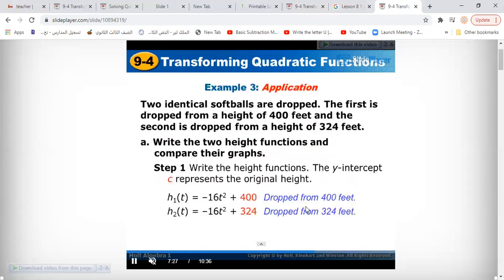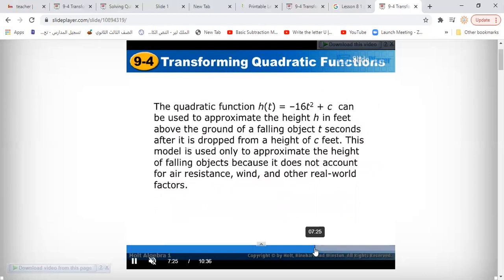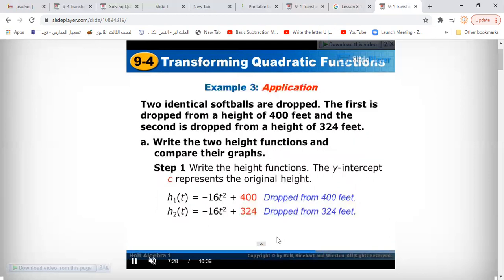So the next will be a question. Two identical softballs are dropped. The first is dropped from a height of 400 feet and the second is dropped from a height of 324 feet. So we have two positions now. Write the two height functions and compare their graphs. We said that we have a specific function to find the height, which was in the previous slide: negative 16t squared plus c. So negative 16t squared is the standard, plus 400 because it dropped from 400 feet.